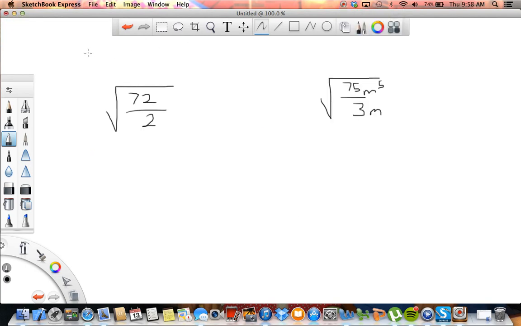Now with our next two problems, we actually have a division problem all underneath the radical sign. The first thing you want to do with a division problem is see if the numerator can be evenly divided by the denominator. So if we did 72 divided by 2, what are we going to get? Put that in your calculator and you get 36. Now you have the square root of 36, which is just 6.